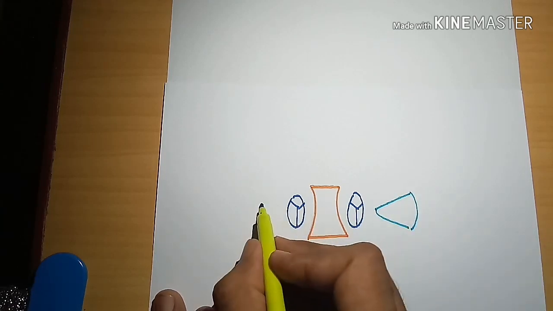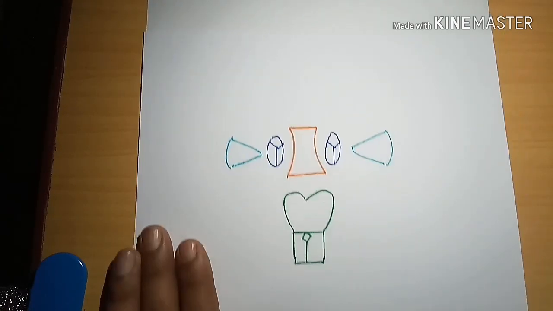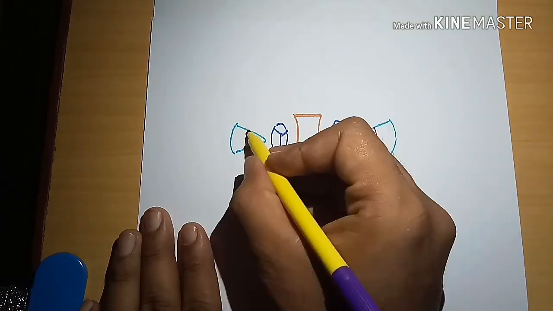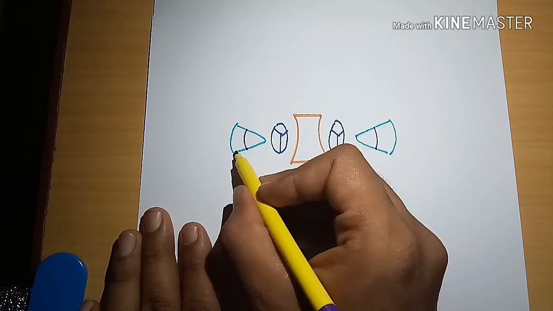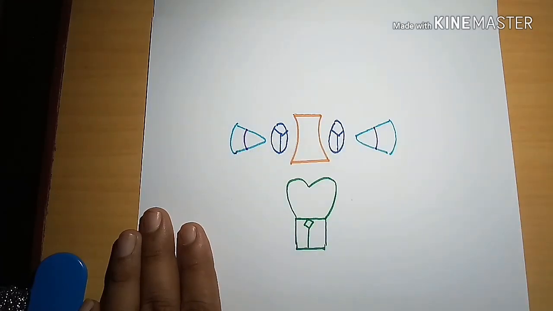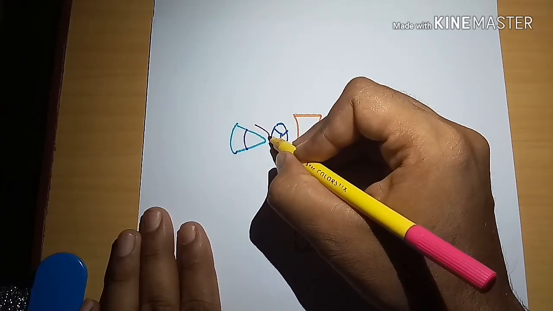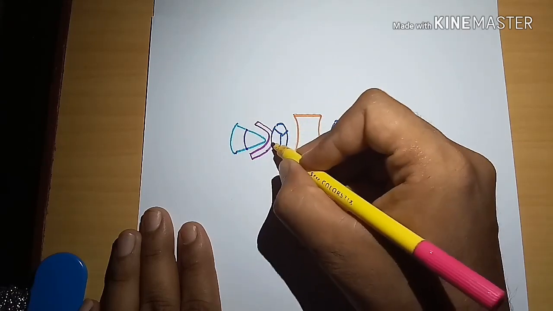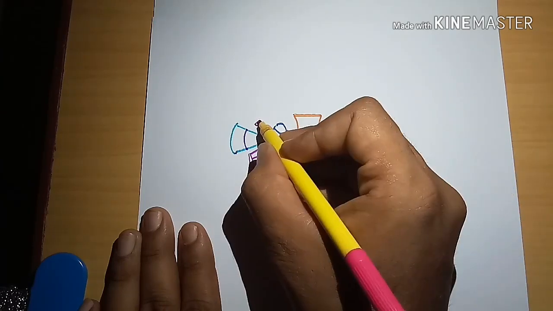These are the lentiform nuclei, and they have two portions. The portion which is more medial towards the thalamus is called the globus pallidus, and the more lateral one is called the putamen. In between the lentiform nucleus and the thalamus, the internal capsule is present. This is the internal capsule.